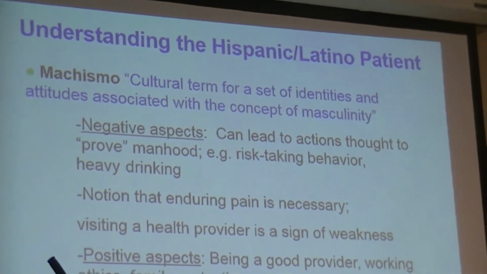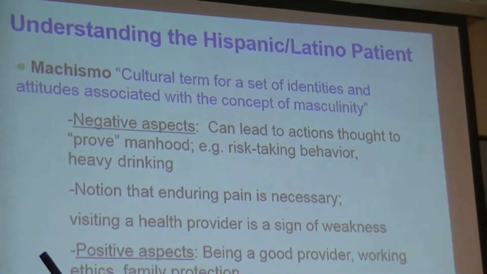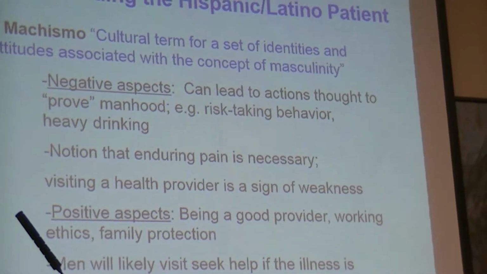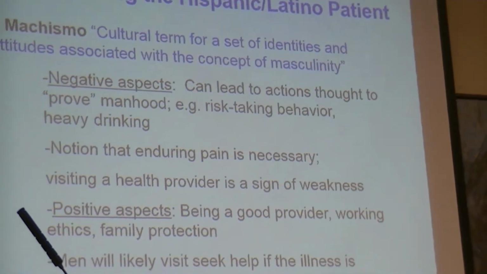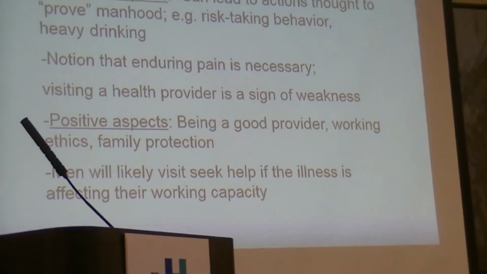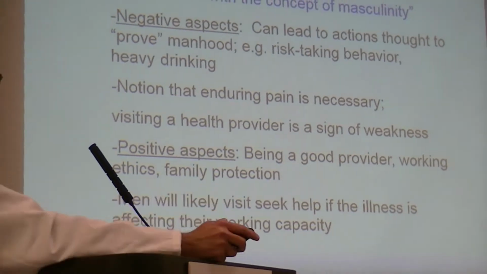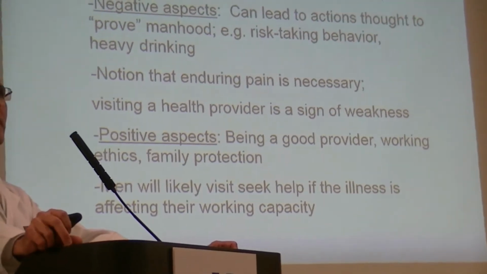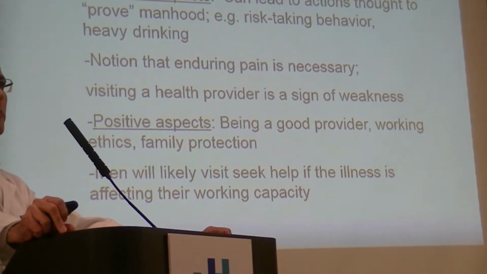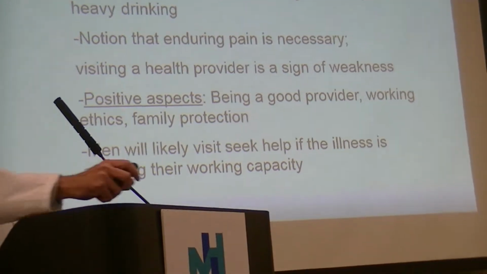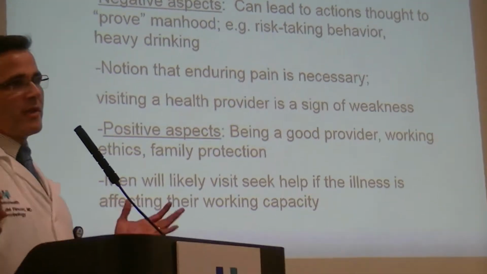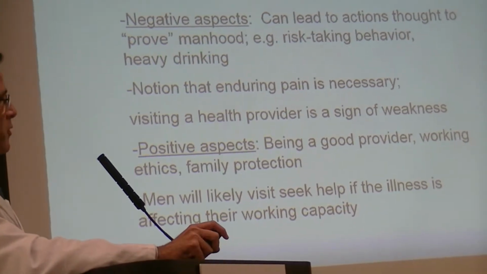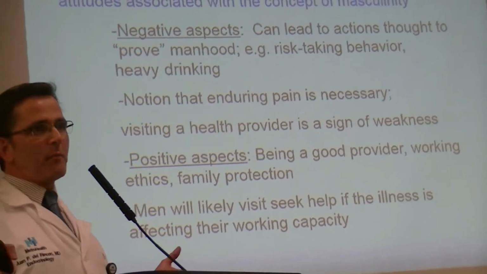So machismo in general has been thought of as something negative, and certainly there are many negative aspects. Some of those include actions that the individual can take to prove that he's macho, and that can lead to negative behaviors, like risk-taking things, driving under the influence, drinking too much. So those are some of the negative. Also, in this concept of being macho, people are supposed to endure pain, not complain. So that can lead to people not seeking medical attention when it is needed. Now, there are some positive aspects, because one of those is that the macho needs to be a good provider for the family, needs to be the breadwinner, and there can be good working ethics, and there can be a good family protection.